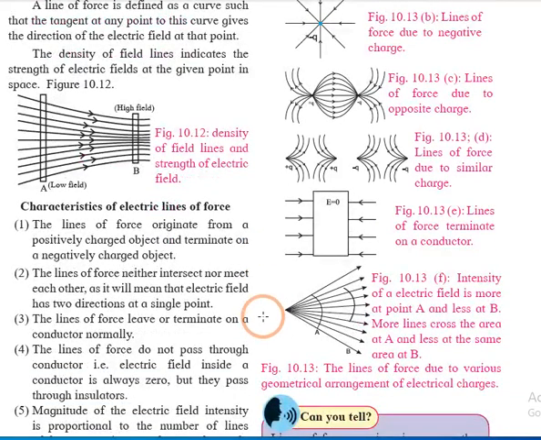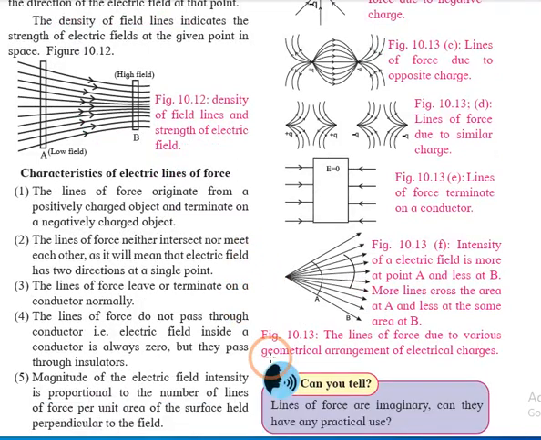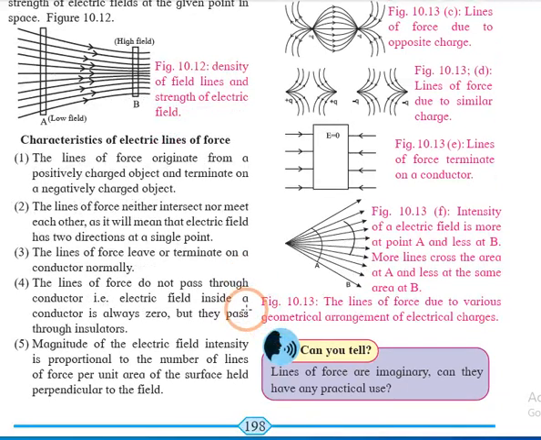The lines of force leave or terminate on a conductor normally. The lines of force do not pass through the conductor. That is, the electric field inside a conductor is always zero. Just mark this line, underline this line: the electric field inside a conductor is always zero. They never pass through a conductor, but they pass through insulators. Now I hope we all know the difference between conductors and insulators.